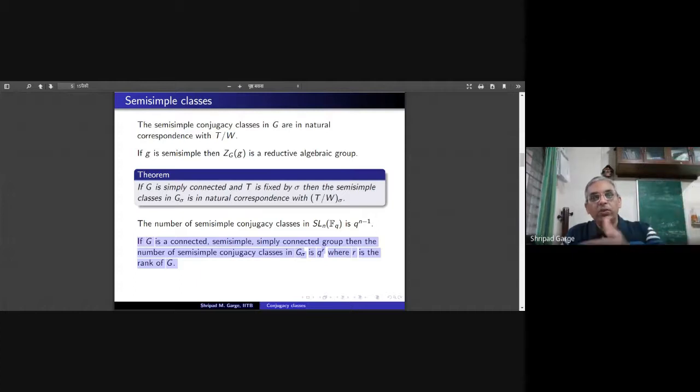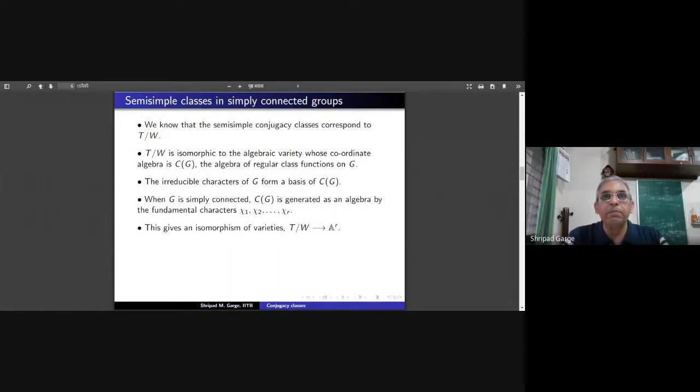So alpha 1, alpha 2, alpha n, with the product of the alpha i's being equal to 1, that has dimension n minus 1. And so this highlighted statement is the general case of the above statement. And I have some steps to see how this can be seen. The first statement is again repeating the statement that we have above, that semi-simple conjugacy classes correspond to T mod W.